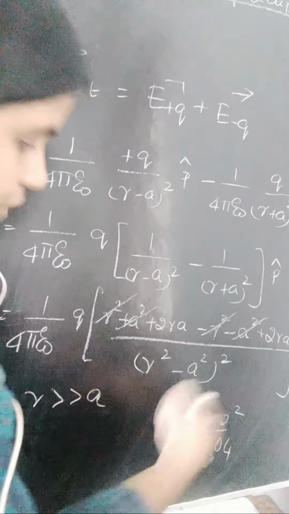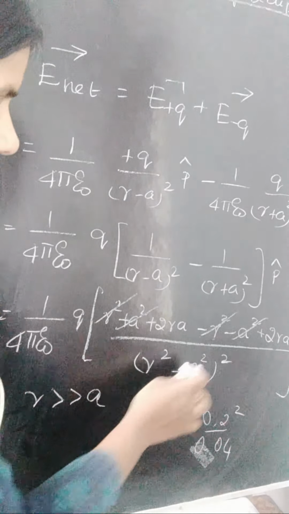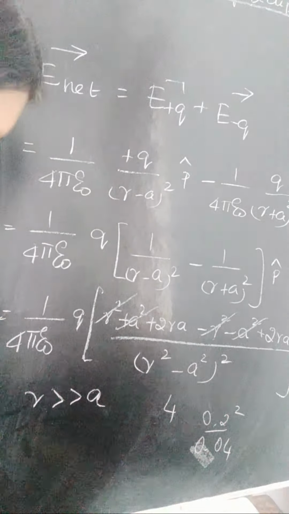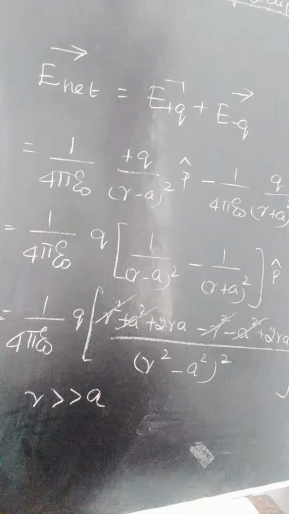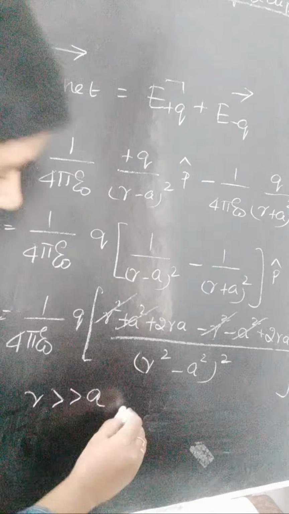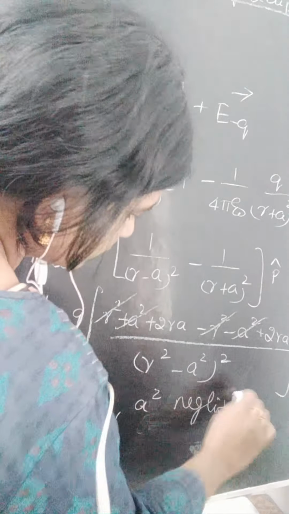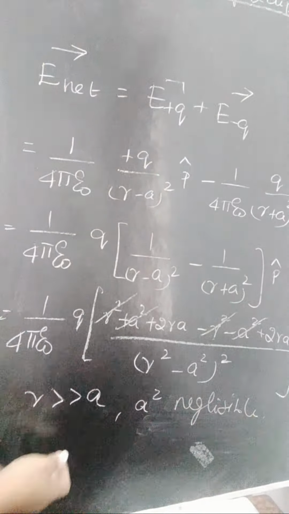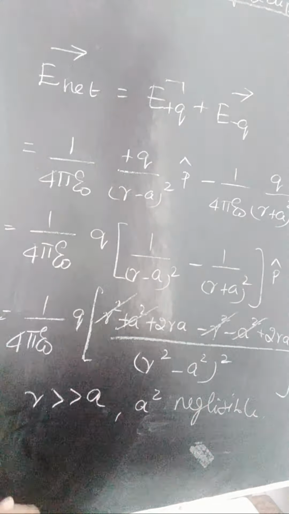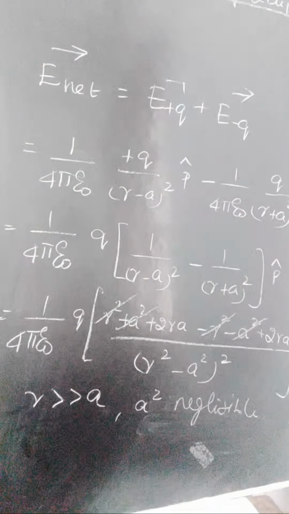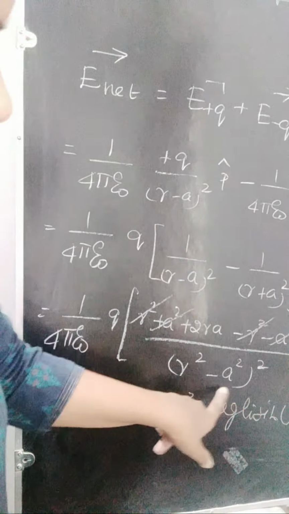So the value of A square becomes even smaller compared to this one. Compared to R square minus A square, it will be very less. So can we neglect the A square value when R is greater than A? When R is very much greater than A, A square becomes negligible, because A itself is very small. When A is very small, A square will be very small compared to the previous values, right? Yes or no? Getting this one? This point is very important here. When R is very large, A square is negligible.